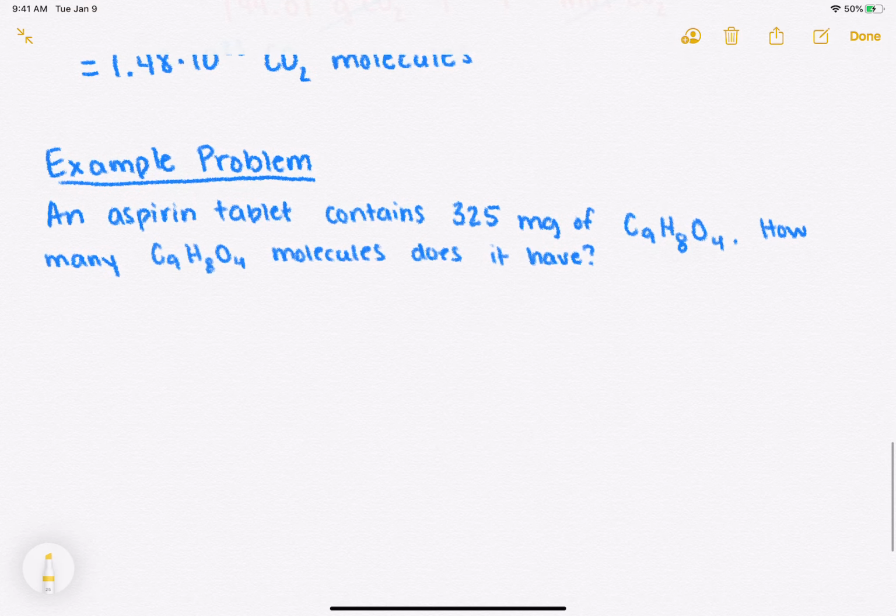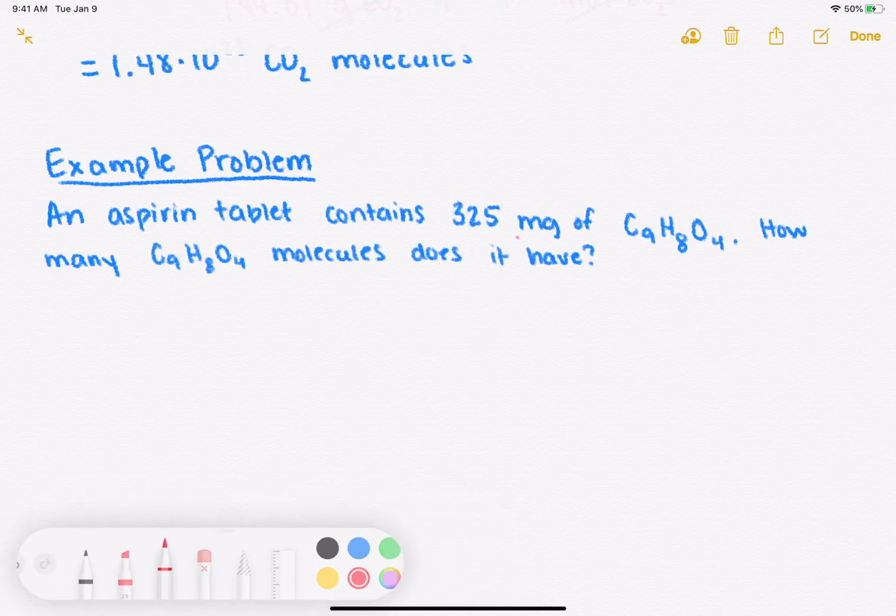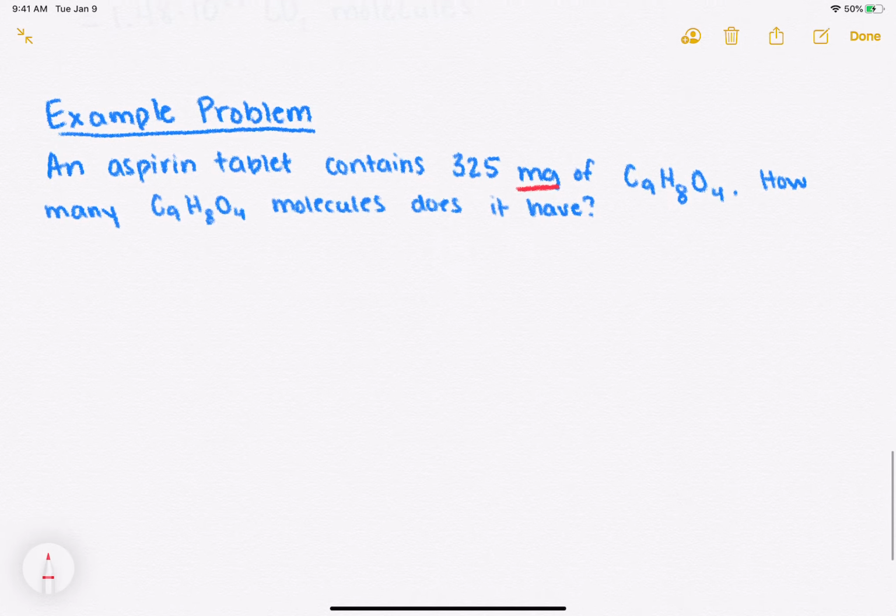Let's do one more example problem. An aspirin tablet contains 325 milligrams of C9H8O4. How many C9H8O4 molecules does it have? So for this problem, this one's a little bit more complicated because we have a slightly more complicated molecule. Notice how it also gives us milligrams to start instead of grams, which means that we're going to have to do another unit conversion. So let's plan out our problem to start.